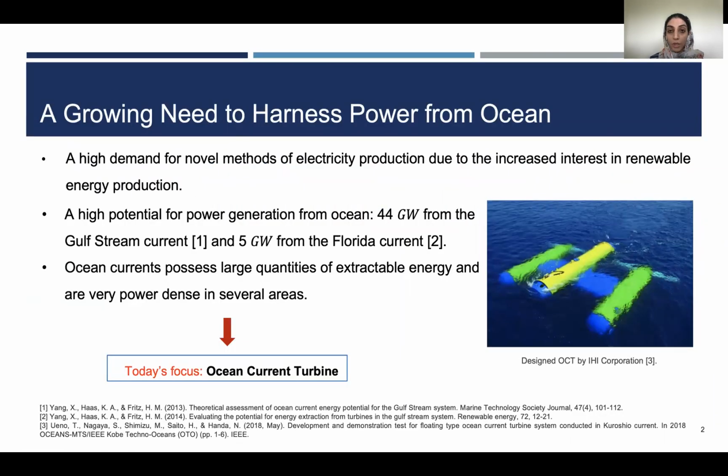As we know, there is a growing need to harness power from the ocean, and we have a high demand for novel methods of electricity production due to the increased interest in renewable energy resources. Among different types of renewable energy resources, there is a high potential for power generation from the ocean, such as 44 gigawatts from the Gulf Stream current and 5 gigawatts from the Florida current. So ocean currents possess large quantities of extractable energy and are very power dense in several areas. And today's focus is on the ocean current turbine system as one of the novel types of renewable energy technologies.